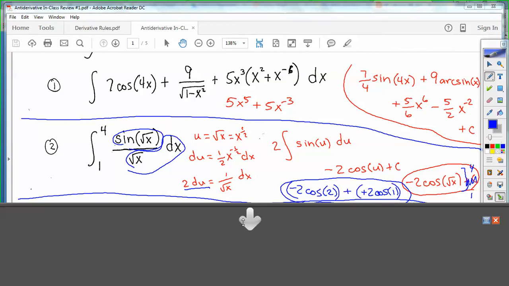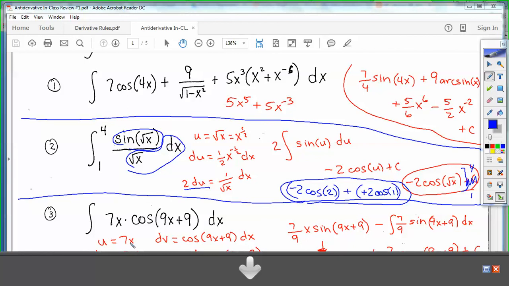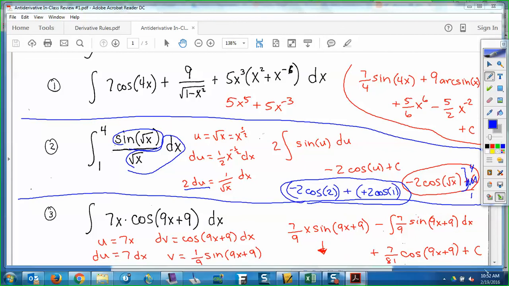And what's the dv then, the rest? So it'd look like that. u equals 7x, dv equals that. So the du would be 7dx, and the v would be the antiderivative of this. Now remember, you have to kick out a 1/9 because of that 9 in front of the x. A plus 9 doesn't matter. So you'd kick out a 1/9 sine 9x plus 9. Okay? And then you got a u times v. Well, 7 times 1/9, that's 7/9 x, and then sine of that minus the integral of.